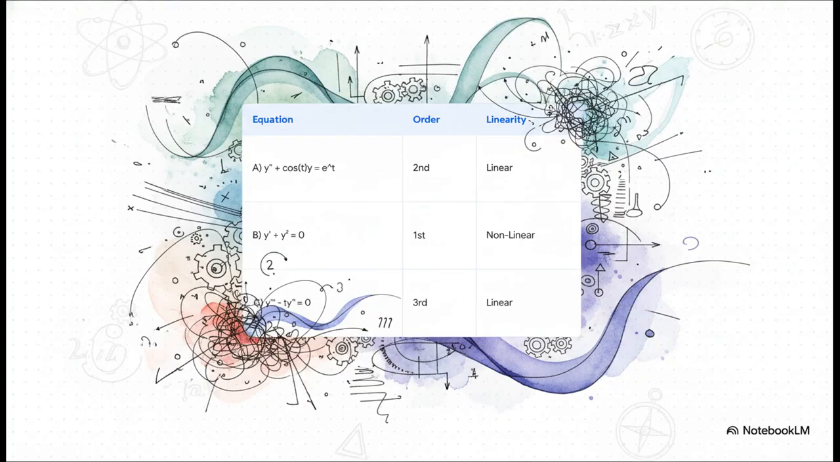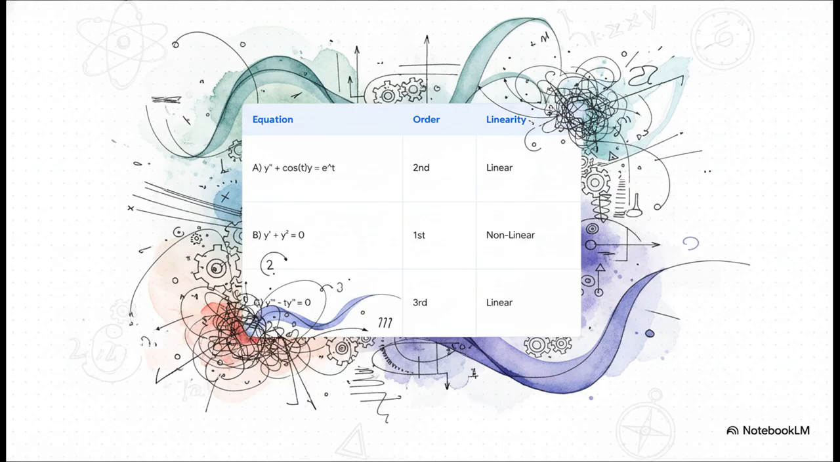Equation A, highest derivative is y double prime, so that's second order. All the y's look good, so it's linear. Equation B, highest derivative is y prime, so it's first order. But look at that y squared. That's the classic sign of a nonlinear equation. And for C, we've got a y triple prime, which makes it third order, and it's perfectly linear.